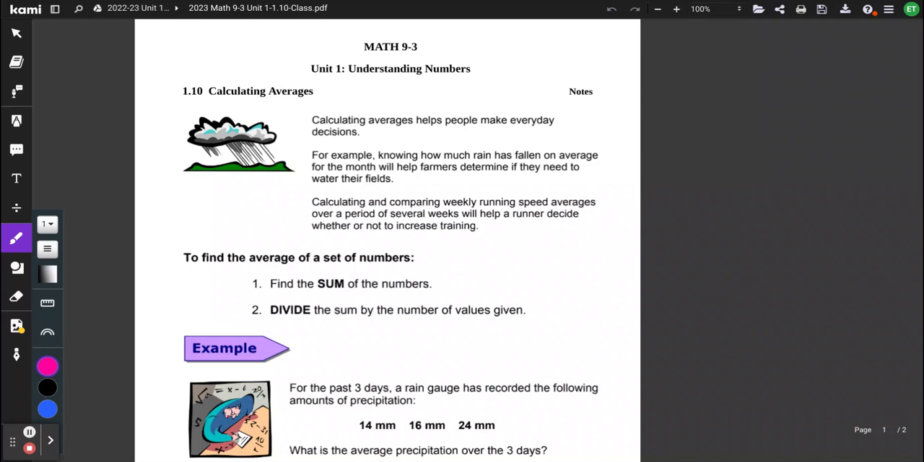Okay, welcome to lesson 10. This is talking about calculating averages. Now, this is just a review. We calculate averages to help make everyday decisions.